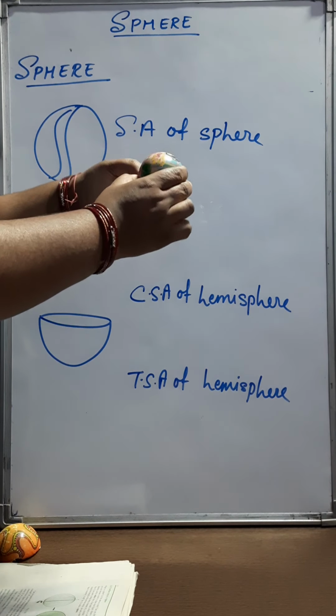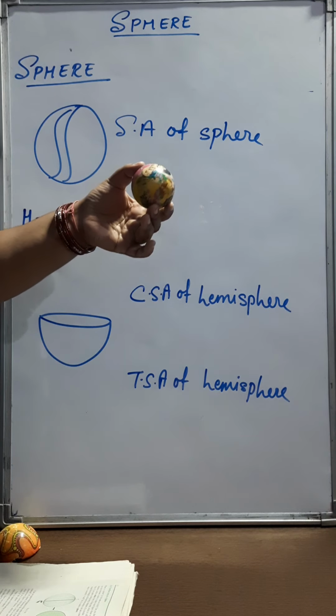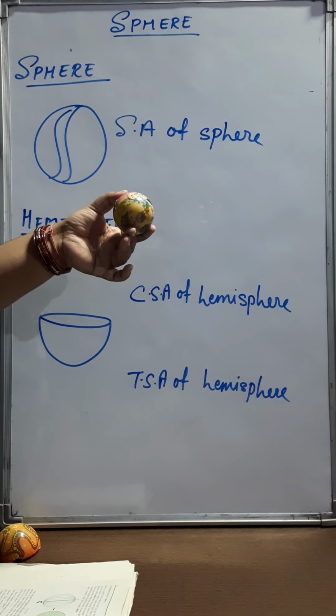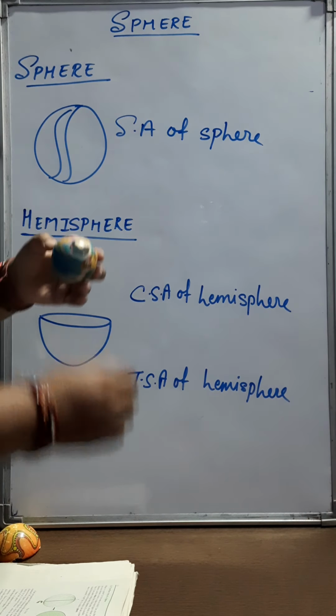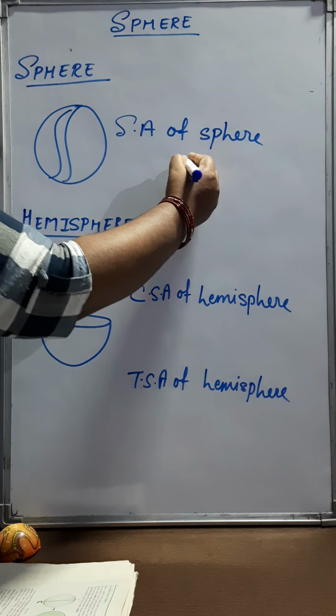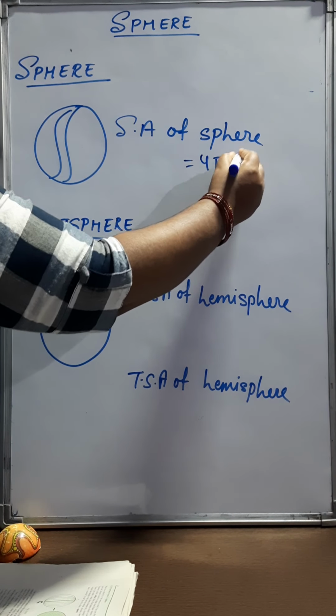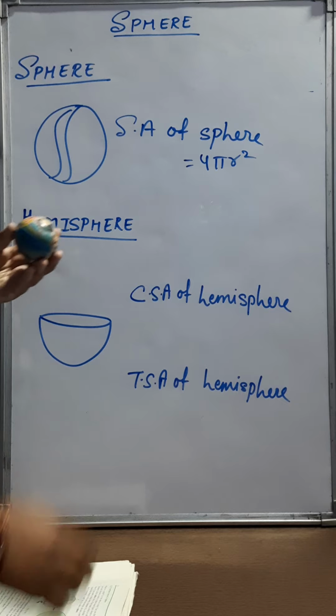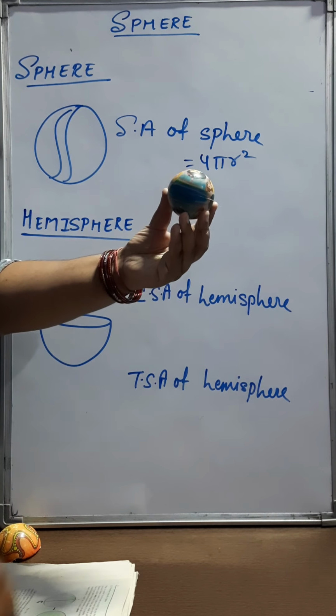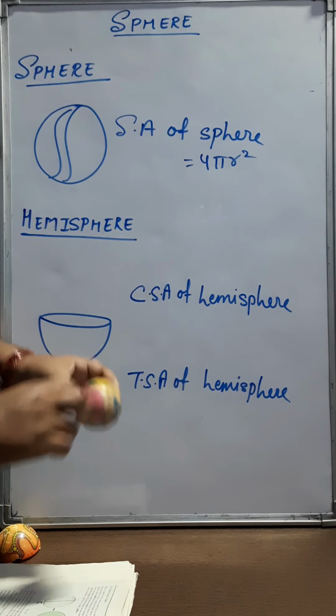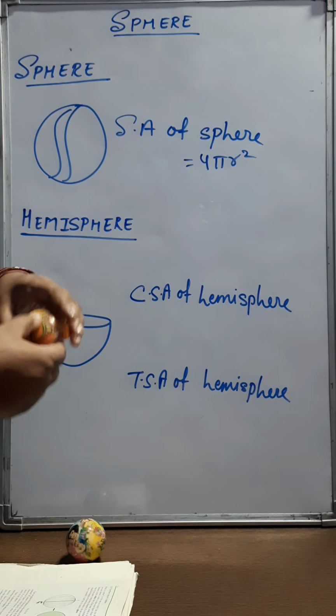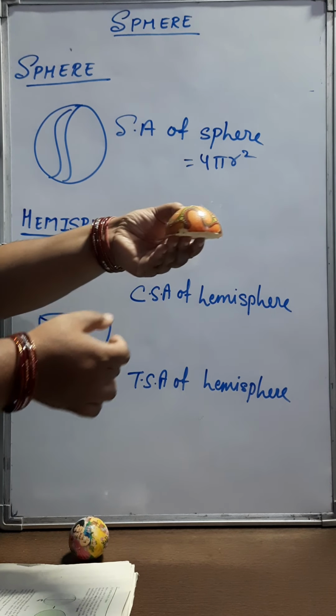You can see here I am using a ball. This ball type structure is known as a sphere. So the surface area of a sphere is written as 4 pi r square. If suppose this ball is cut into two halves, each part will give you a hemisphere. You will get a structure of this kind, hemisphere.